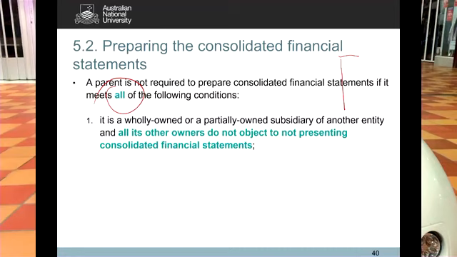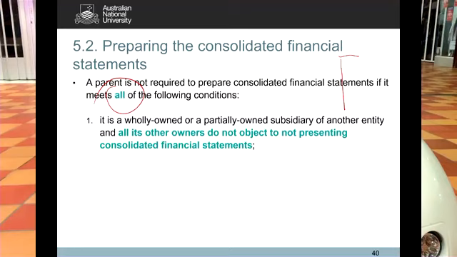So first, it will be owned by another parent. It is a subsidiary of another entity, either wholly owned or partially owned. If wholly owned, its parent says, okay, you are okay without preparing the consolidated financial statements, yes, that is okay. If it's partially owned, then this other non-controlling parent also needs to say, yes, you don't need to prepare. Then this one doesn't need to prepare.